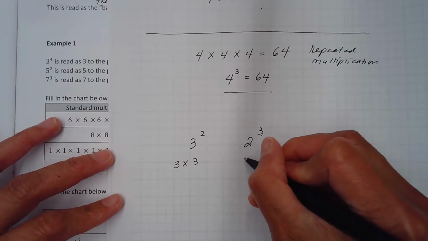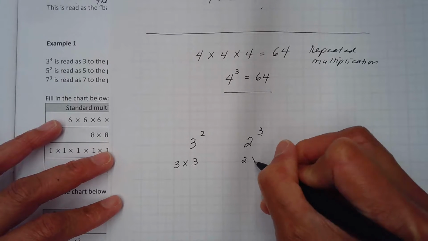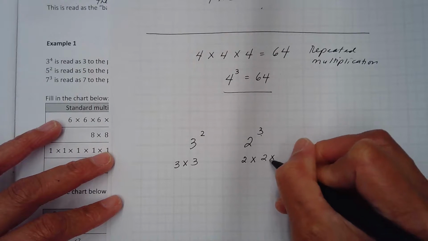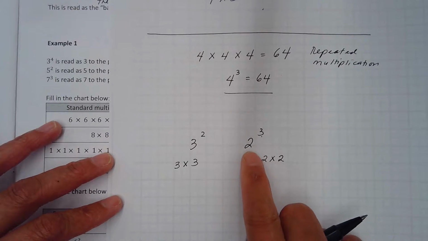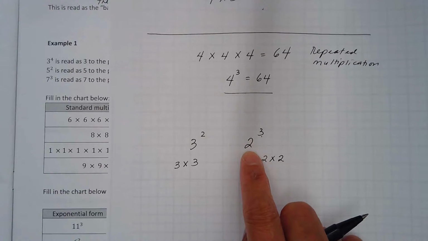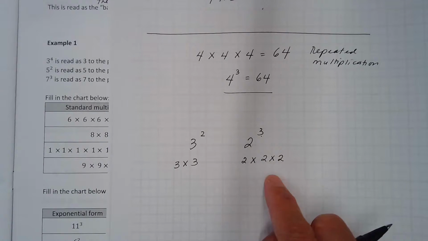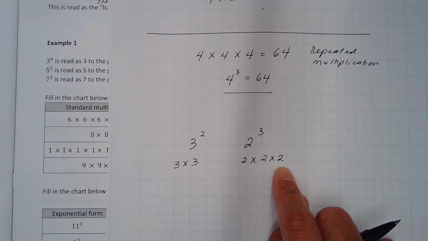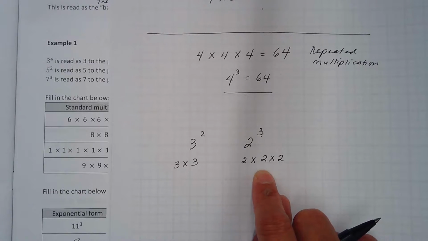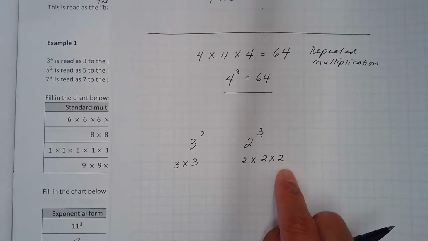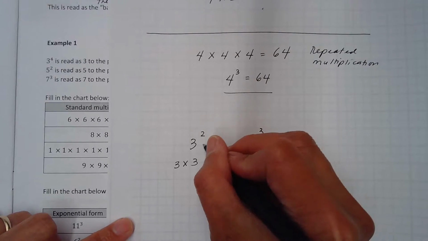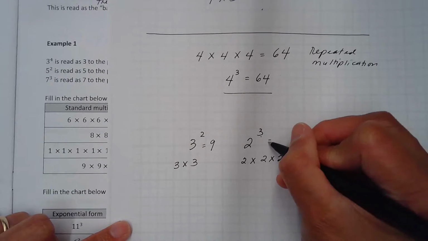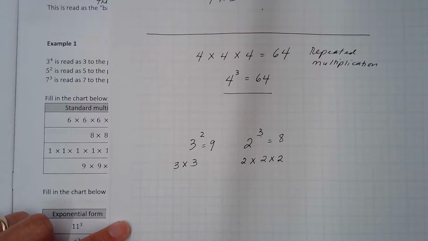It's 2 times 2 times 2. So you're going to have a number 2, and how many times do you multiply the 2's? 3. 3 factors of 2. And what's this equal to? 2 times 2 is 4. Times 2 is 8. So this one is 9. This one is 8. Right?